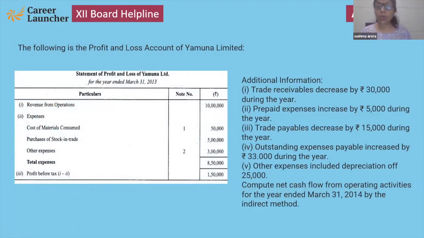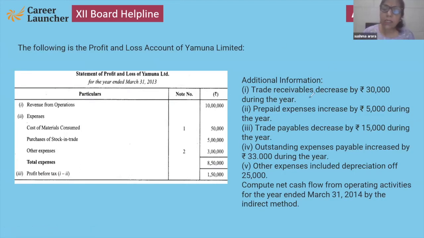Now, this is a good question. Following is the profit and loss account of Yamuna Limited. Revenue from operations 10 lakh, material consumed, everything given, profit before tax given. Now trade receivable decreased by. Here I want to give you one easy way.